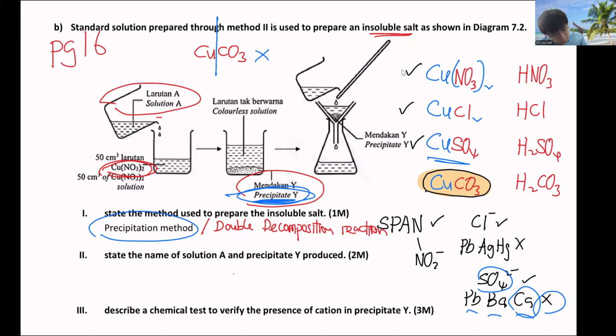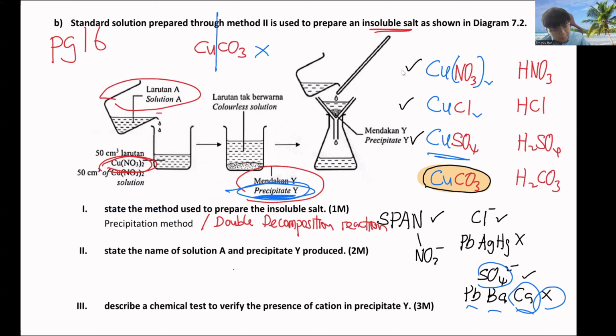Wait first, you change this one, precipitation reaction. Oh, they say method. If they ask for method, you need to write precipitation method. Then double decomposition reaction is the reaction name.